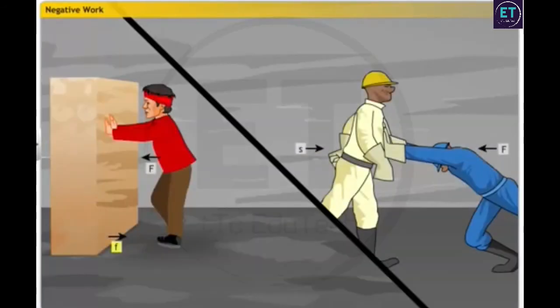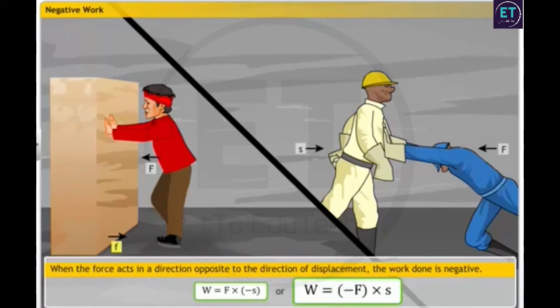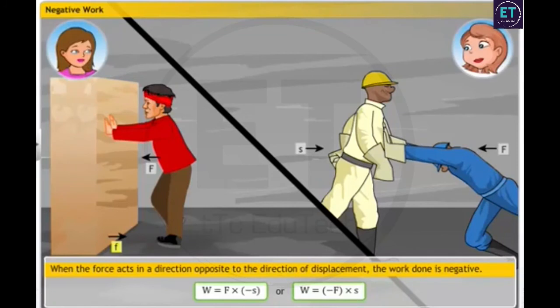So we can say that when the force acts in a direction opposite to the direction of displacement, the work done is negative. In such situations, the work done by the force F is taken as negative and denoted by the minus sign. The work done by the force is the product of F and minus S, or the product of minus F and S. Okay, I think I got it.